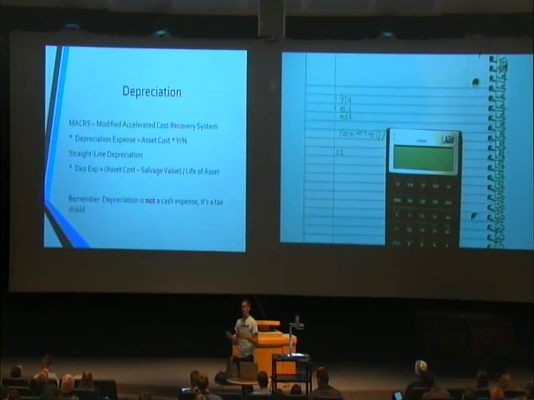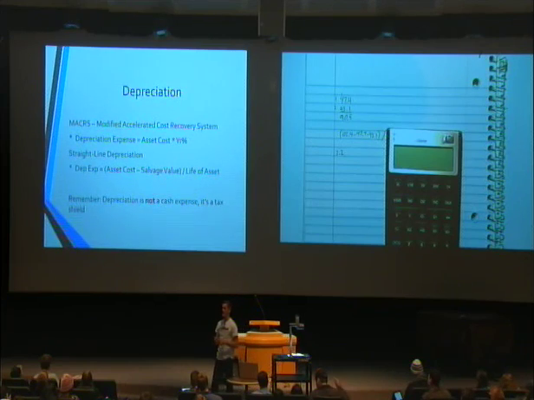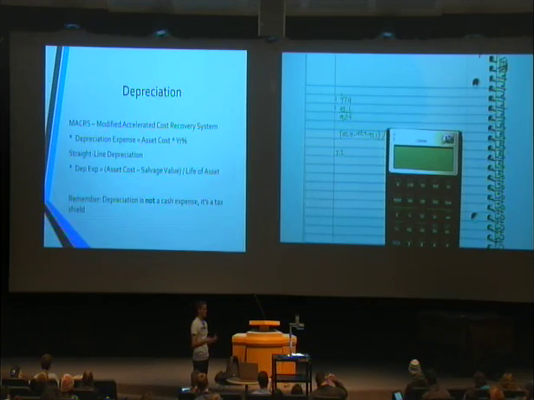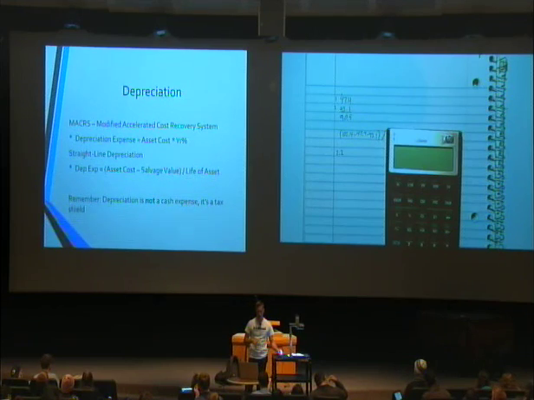And remember that depreciation is not a cash expense, right? You paid the cash when you started the project, but depreciation just accounts for that expense over time. So depreciation expense is not an actual cash expense. It just provides you a tax shield. That's why companies do it. Question?